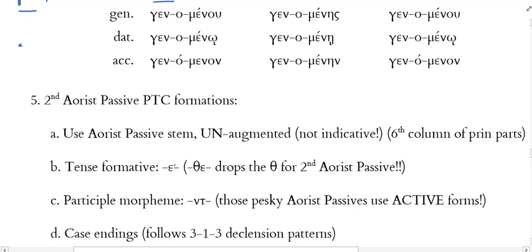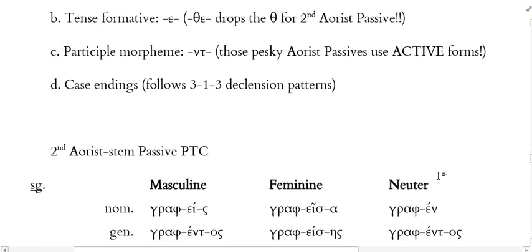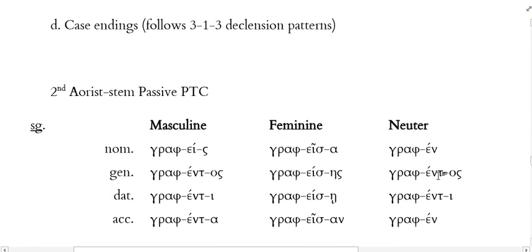The tense formative is epsilon instead of theta epsilon. So theta epsilon was used in the first aorist passive participle. And the second aorist passive participle is always going to have a tense formative that's shorter than the first. The participle morpheme is going to use nu tau, which you associate with active participles. This is the aorist passive participle, but remember, the pesky aorist passives are always going to be using active formations. So we just have to get used to that. That's true in the indicative. It's also true in the participle. And then the case endings are going to follow the 3-1-3 pattern.